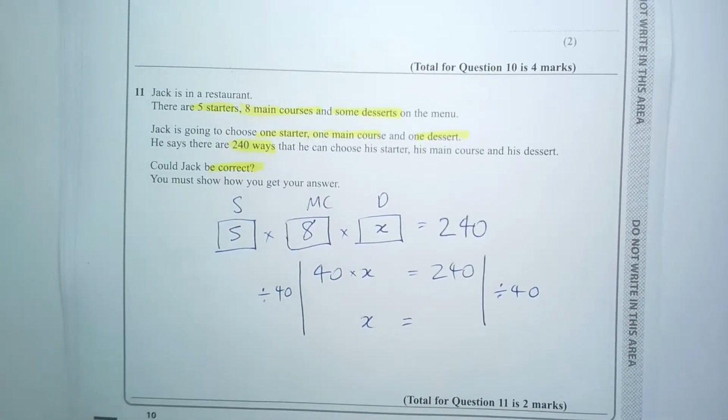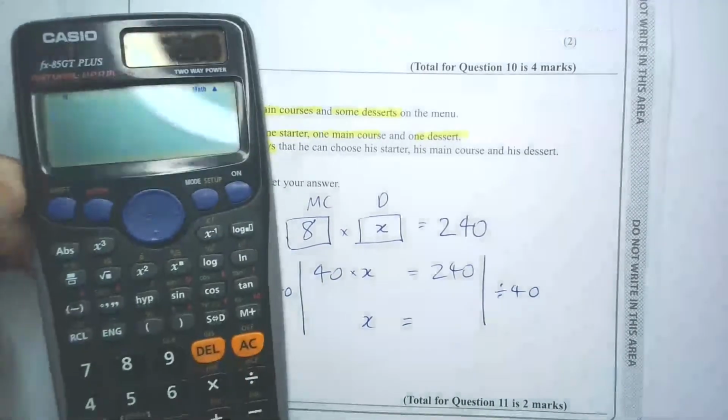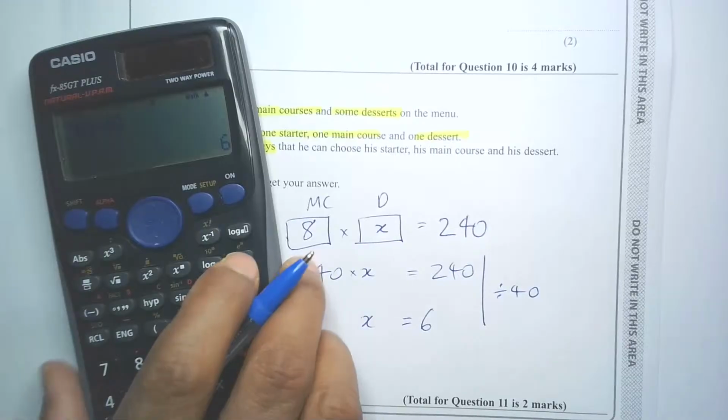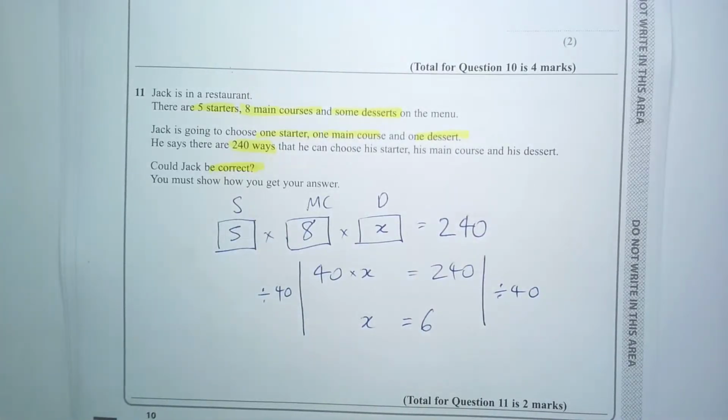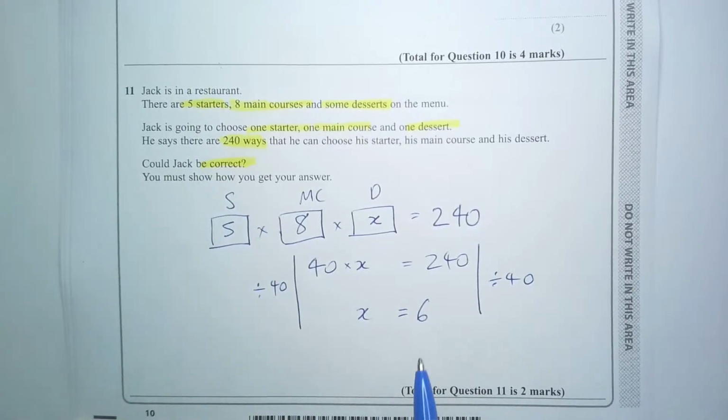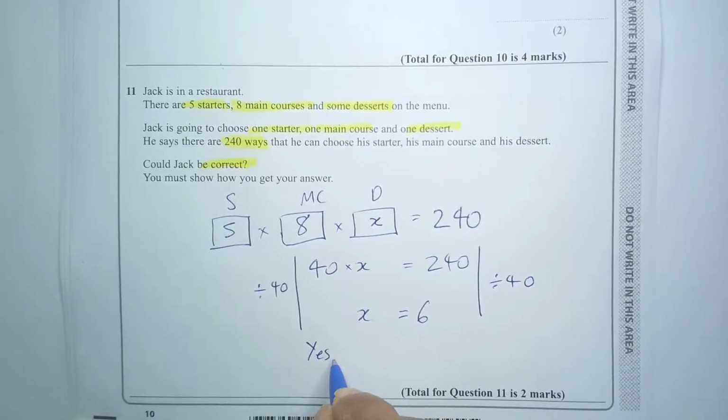And here is where I can use my calculator. 240 divided by 40 gives me 6. And 6 is a whole number. I need to make sure I answer my question. Could Jack be correct? And the answer is yes. Jack could be correct.